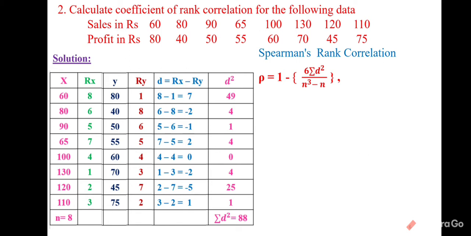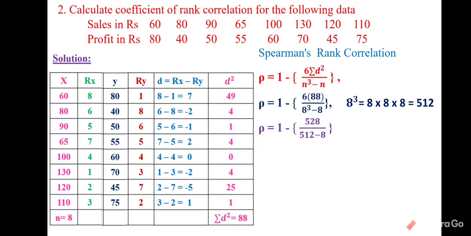Then substitute the corresponding values. Here summation d square is 88, n equal to 8. We can substitute. Then 8 cube, 8 into 8 into 8, 512. Substitute here: 528 divided by 512 minus 8. After this, 512 minus 8, 504. 528 divided by 504 will get 1.047619. This is the way we need to simplify.